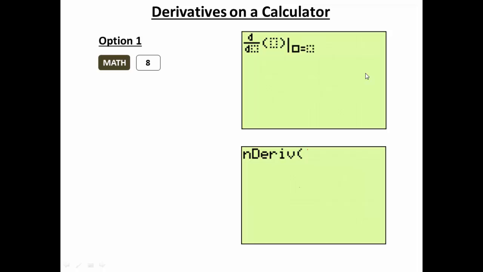Now on that older operating system, it's not going to say derivative, it's going to say nDeriv. The n just stands for numerical. This is a numerical derivative because what we're doing here, we're not actually finding a derivative, we're finding the derivative at a point, aka the slope.